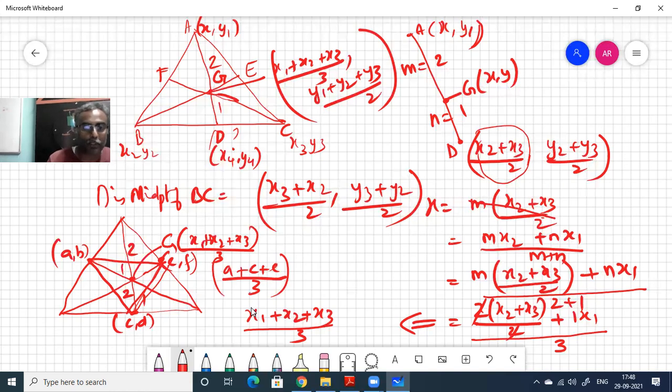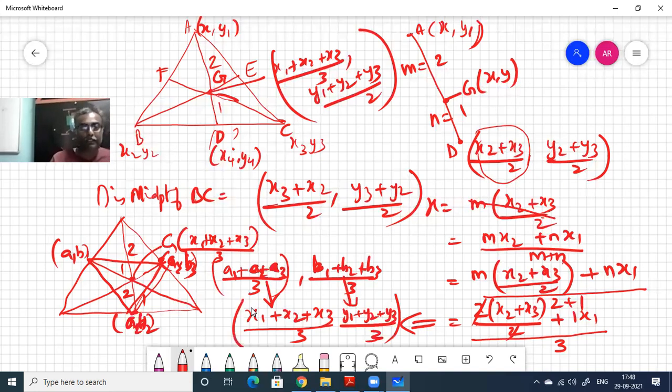Or if you don't want A, B, C, D, A1, B1, A2, B2, and you take A3, B3. Okay, so (A1 plus A2 plus A3) by 3, comma, (B1 plus B2 plus B3) by 3. Both will be same. This will also be same. This will also be same as (y1 plus y2 plus y3) by 3.